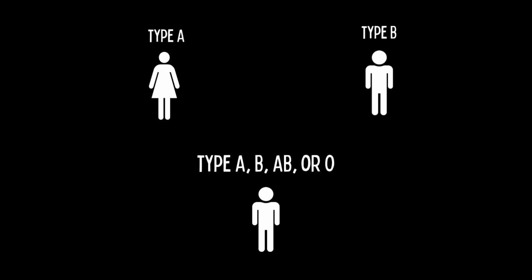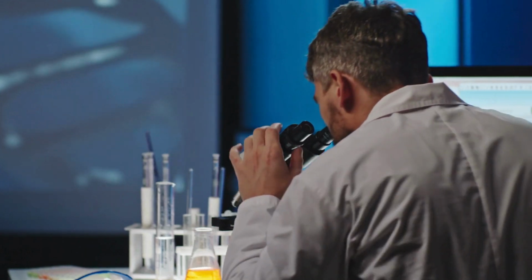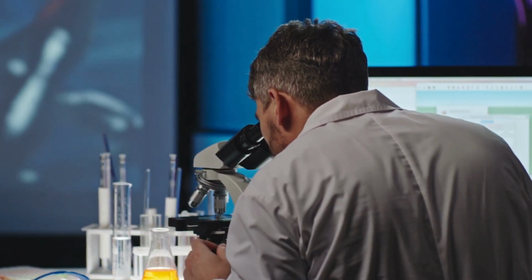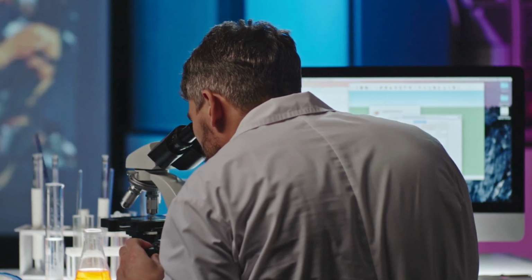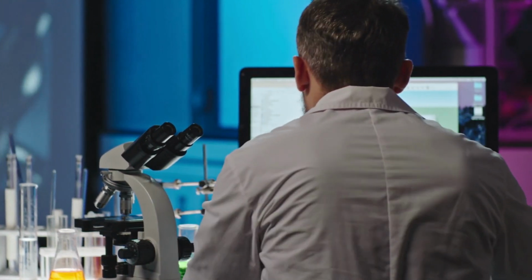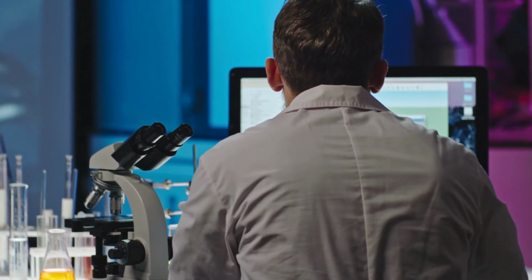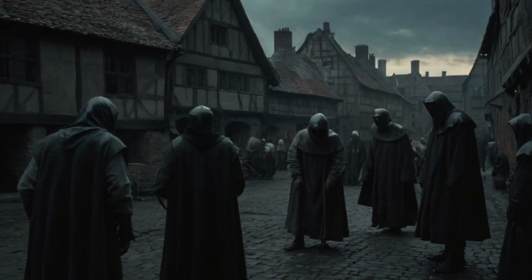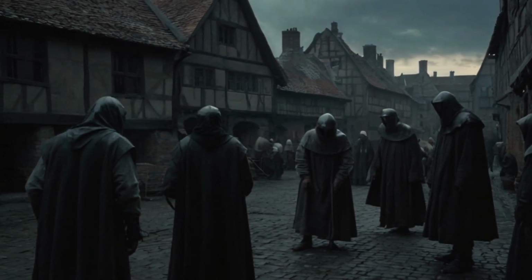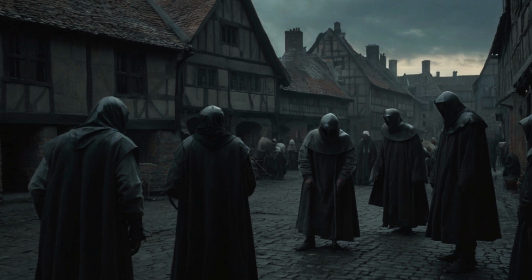If one parent is type A and the other is type B, you could end up with type A, B, AB, or O, depending on what genes you inherit. Scientists believe that the different blood types may have evolved as a survival mechanism against diseases. For example, some blood types might be more resistant to certain infections or parasites. In history, people with type O blood were found to be less likely to get infected with the bacteria that causes the bubonic plague. Meanwhile, type A blood might have been more resistant to a different kind of disease in the past.